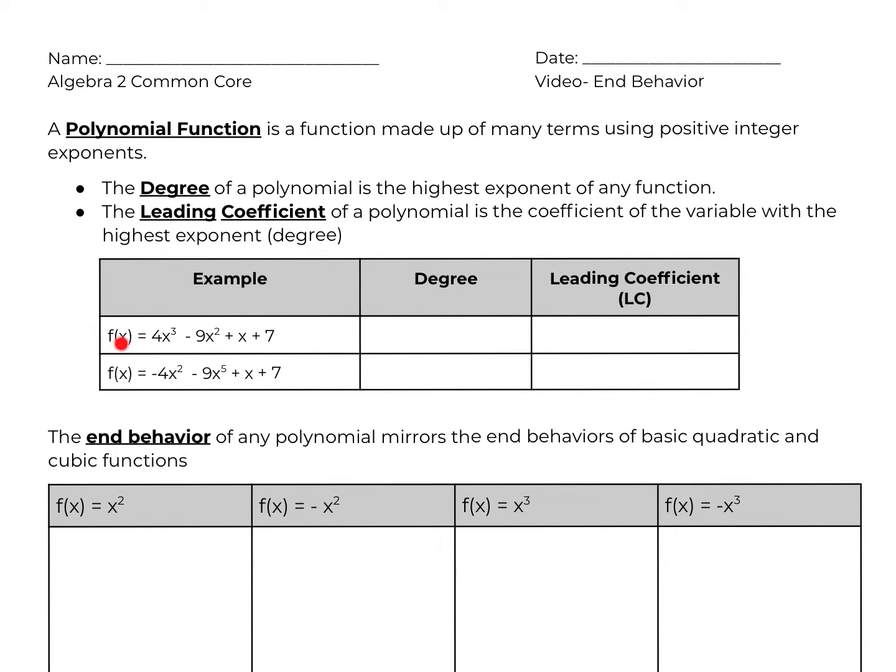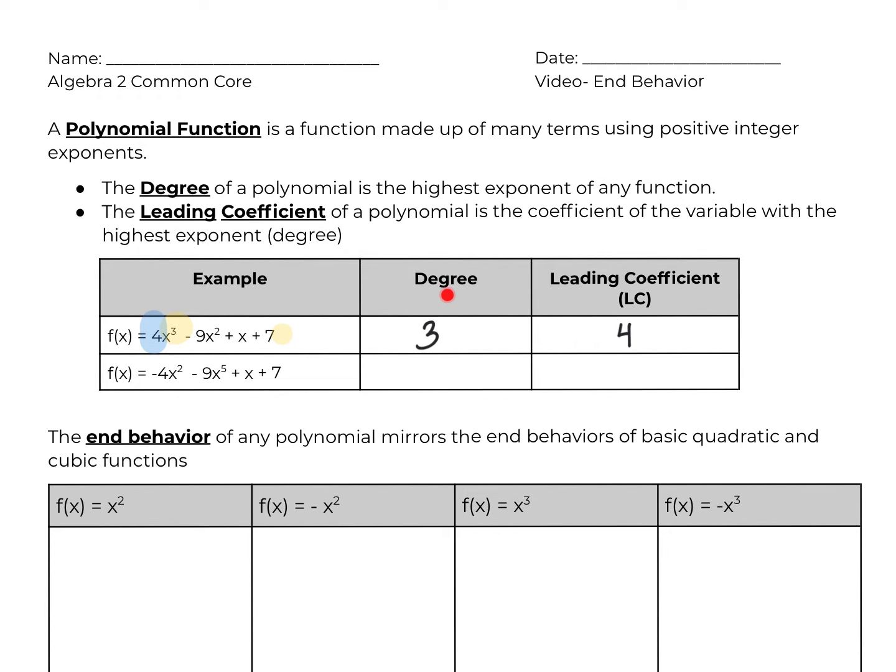So let's just talk about what I mean with that. Here's an example. We have a function f of x, and I want you to find the degree and the leading coefficient. We said the degree is the highest exponent. It looks like the exponents here go from highest exponent to lowest, and then the constant. So this example is in standard form. We could easily look at the first term and say the degree is the highest exponent, which is 3. And the leading coefficient, we said, is the coefficient in front of the variable with the highest degree. So in this case, my leading coefficient is going to be the 4, the number in front of that highest degree.